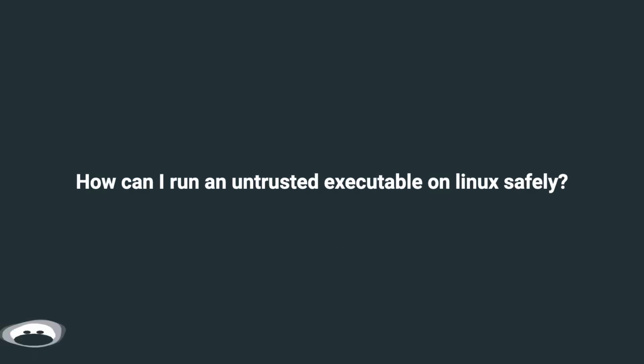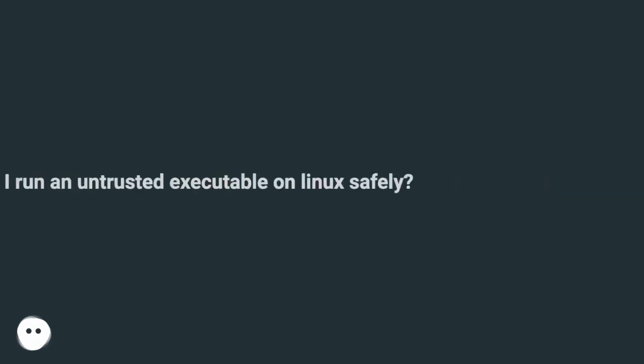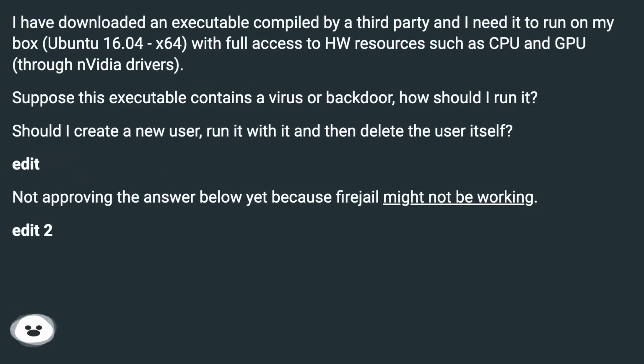How can I run an untrusted executable on Linux safely? I have downloaded an executable compiled by a third party and I need it to run on my box, Ubuntu 16.04 x64, with full access to HW resources such as CPU and GPU through NVIDIA drivers. Suppose this executable contains a virus or backdoor, how should I run it? Should I create a new user, run it with it and then delete the user itself?